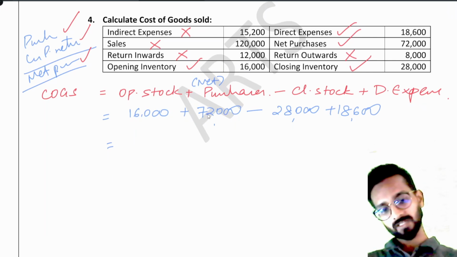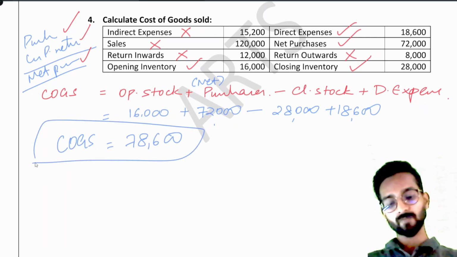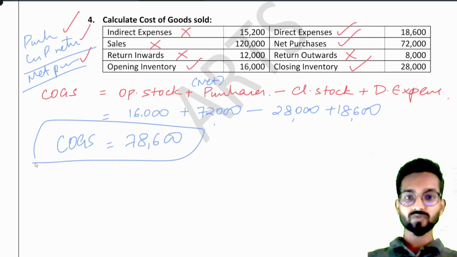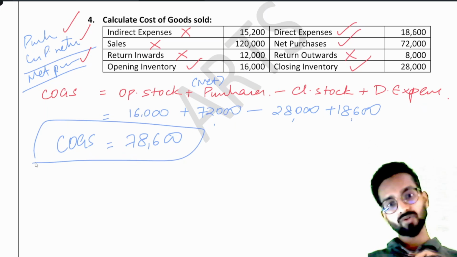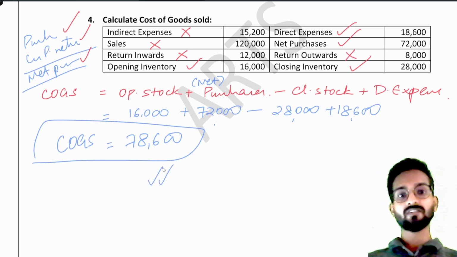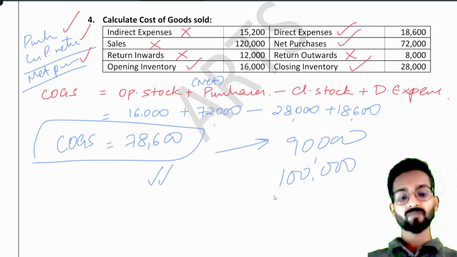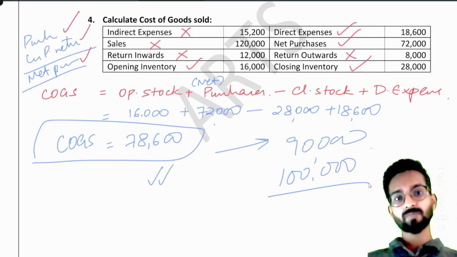Understood? So our final answer: 16 and 72 becomes 88. 88 minus 28 is 60, plus 18,600, 78,600 is your COGS. The cost of goods I have sold. Sir, is it the price of goods we have sold? No. This was the cost. What does it mean? When I purchased the goods, what I have paid is 78,600. If I sold, I might have sold this for 90,000, or for 1 lakh.